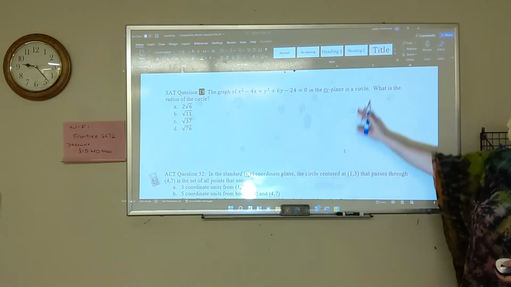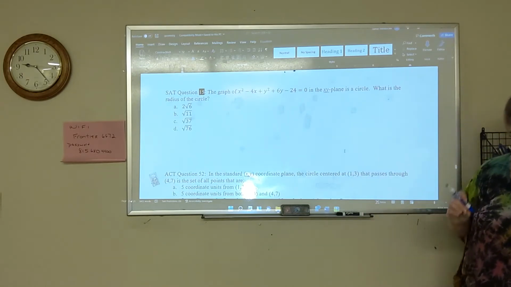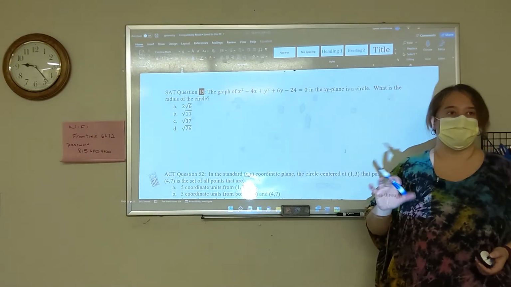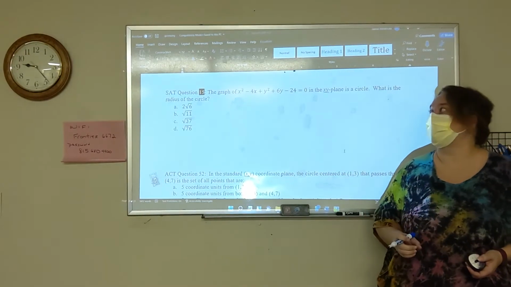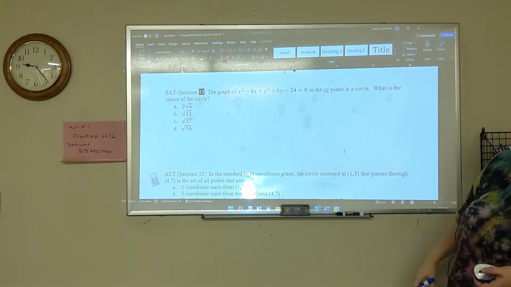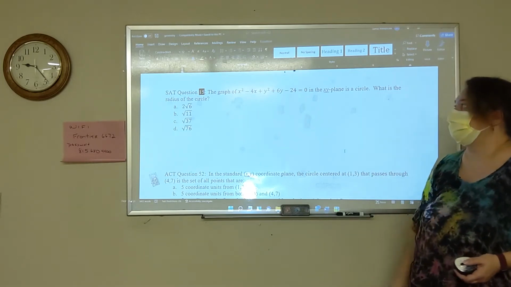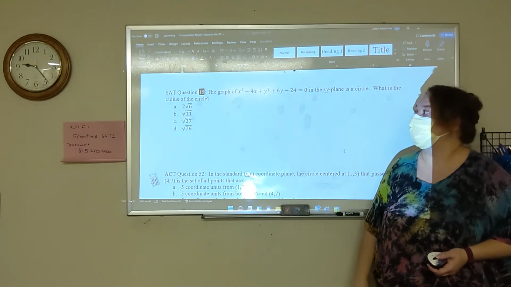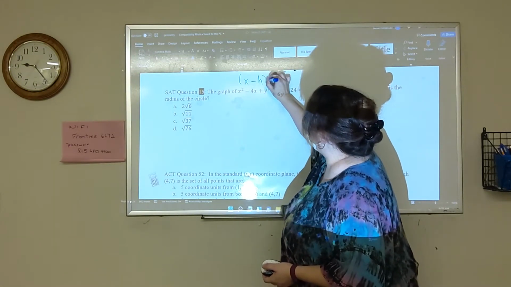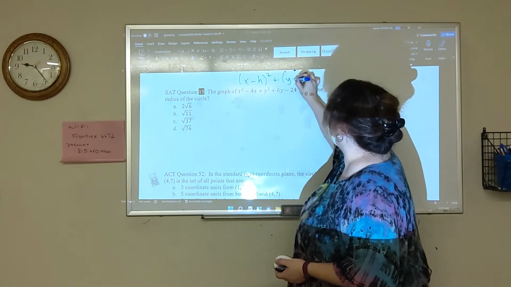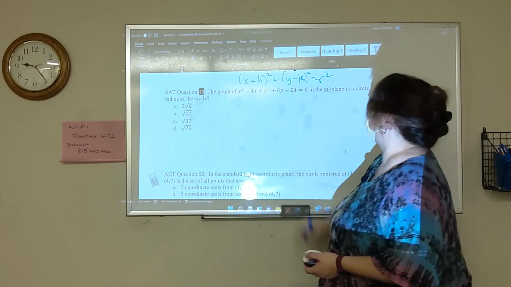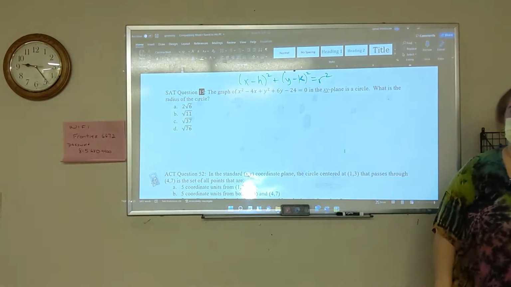All right. This guy, number 15, this is an SAT only question. Does not show up in your ACT at all. And this only shows up like every other SAT, so it's not a real popular question. Thank God. The graph of this lovely thing in the xy plane is a circle. True statement. What is the radius? Well, in order to figure out what the radius is, we need to have this in our standard form. That's a k, which looks like that.